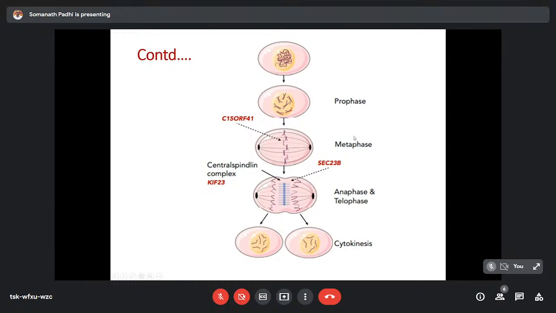You can see that SEC23B is involved in the late metaphase stage. That means at the stage of mitotic spindle formation, it plays its role. Whereas C15ORF41, that is CDA1B, plays a role in the metaphase stage. KLF1 is known to act at the post-metaphase level. So all these genes are implicated in the different stages of the cell cycle, the mitosis.